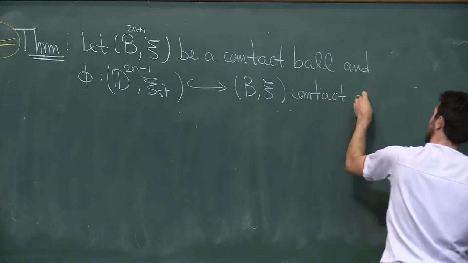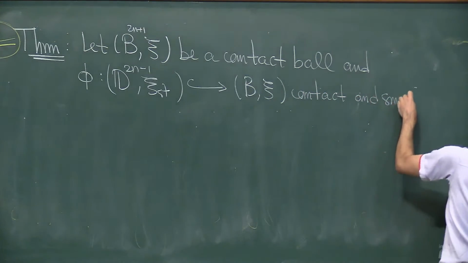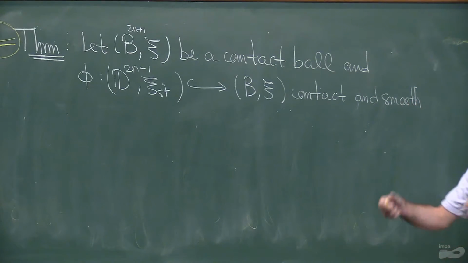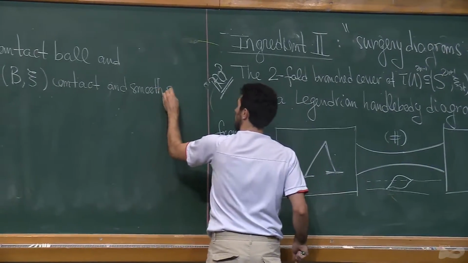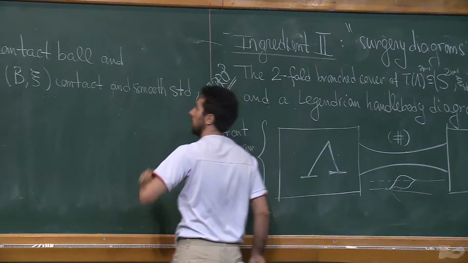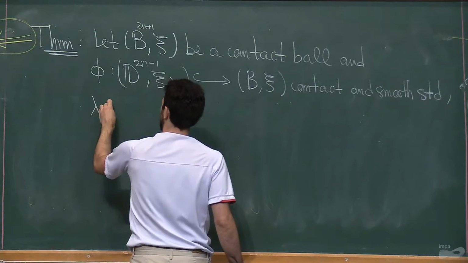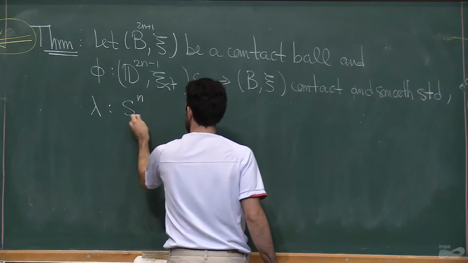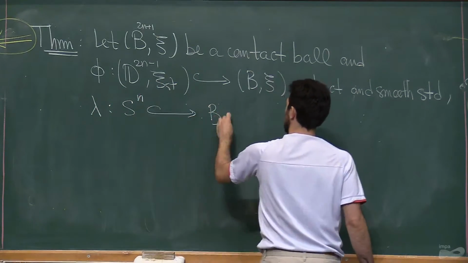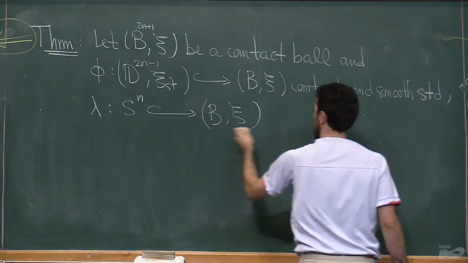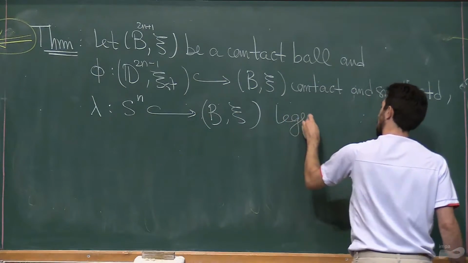And smoothly standard. Smoothly standard, I mean, it is just a ball. You take this flat disk, and then you take another flat disk inside the flat disk. So that's isotopic to that. And then you pick a Legendrian sphere S^n inside of the ball. So this is a sphere, which has dimension n, and this is Legendrian.